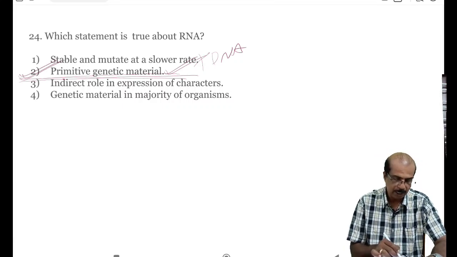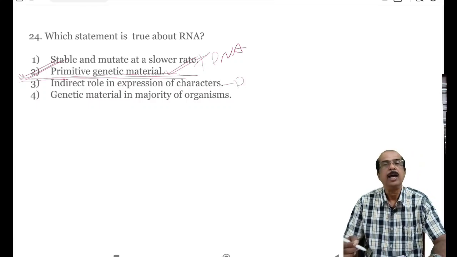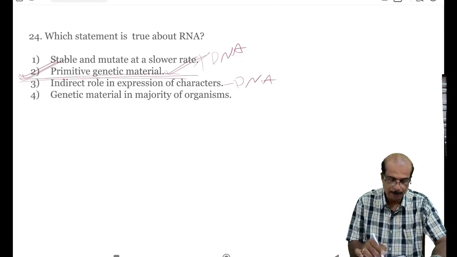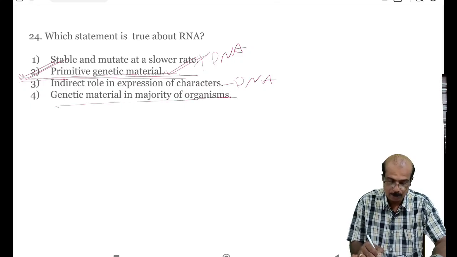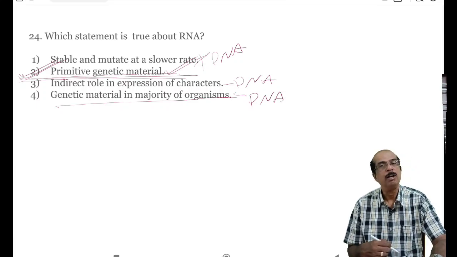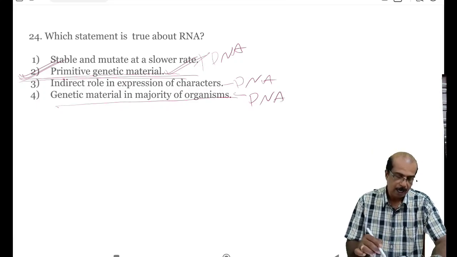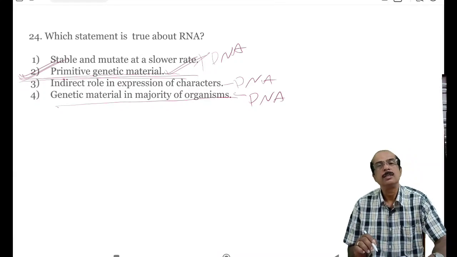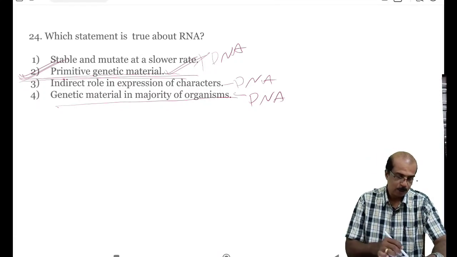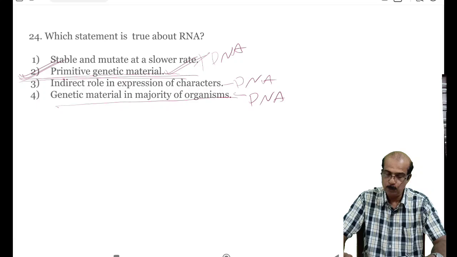What about the other options? Indirect role in expression of character. This is a character of DNA. RNA has direct role, DNA has indirect role. Genetic material of majority of organisms. This is also about DNA. DNA is the genetic material of majority organisms. RNA is genetic material of few organisms such as some viruses. So our answer is option 2.